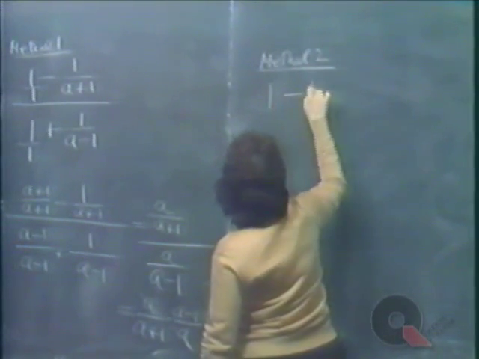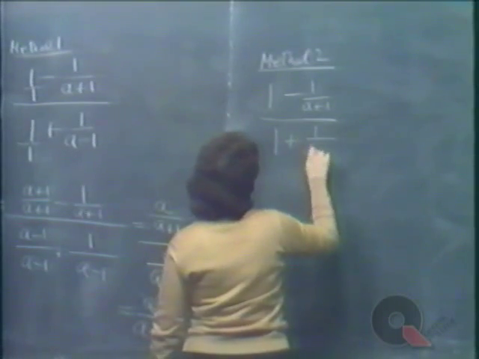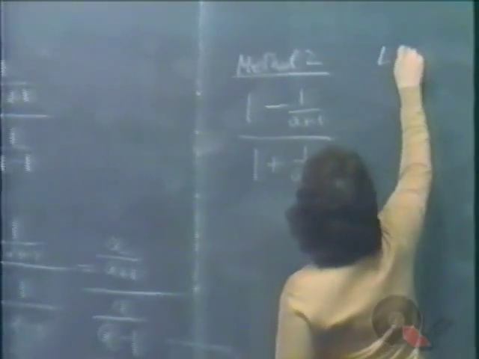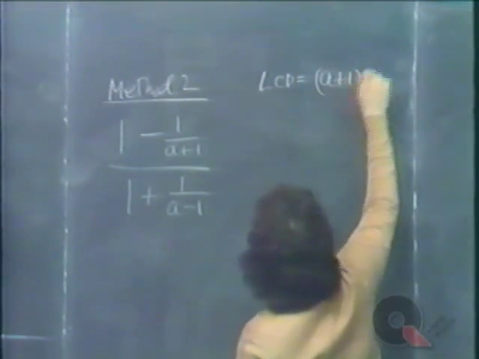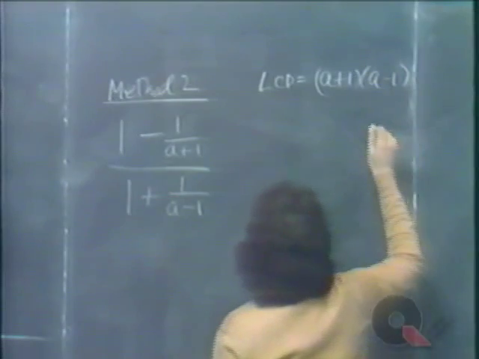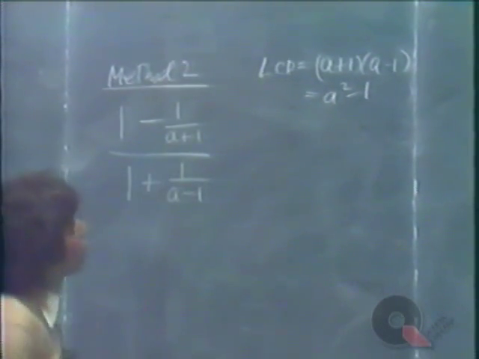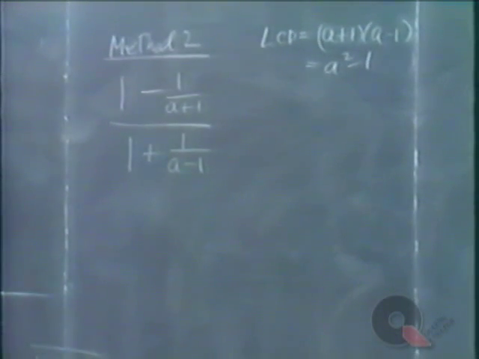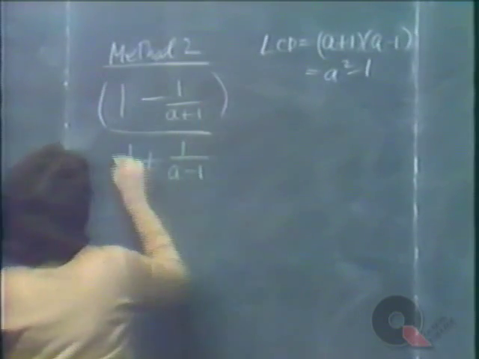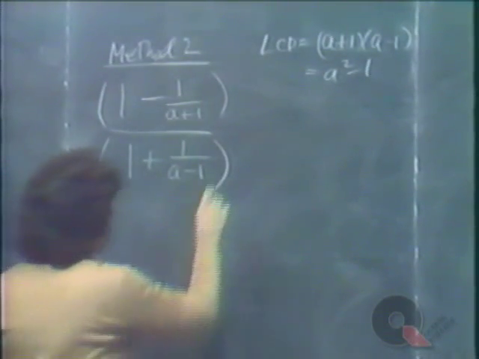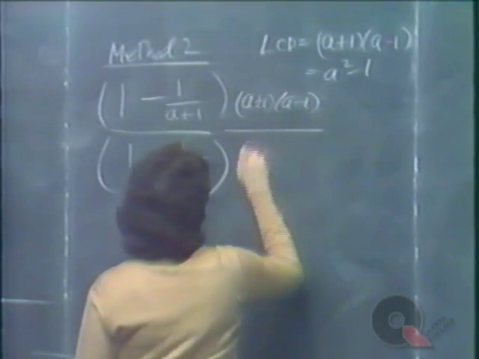Now method 2. We have 1 minus 1 over a plus 1 over 1 plus 1 over a minus 1. Now the lowest common denominator for all of the little denominators would be a plus 1 times a minus 1, which, by the way, is a squared minus 1 using FOIL. A squared minus a plus a minus 1. We will therefore multiply numerator and denominator by a plus 1 times a minus 1.